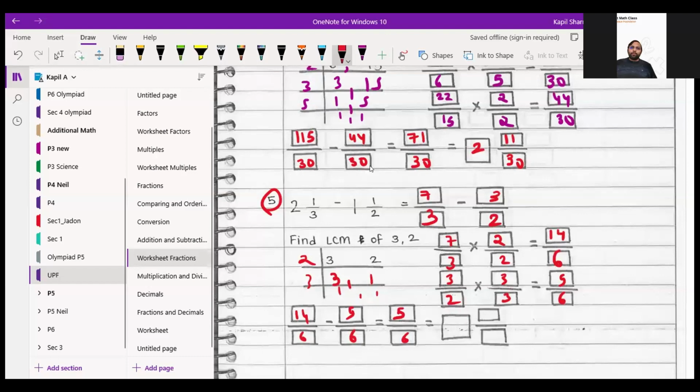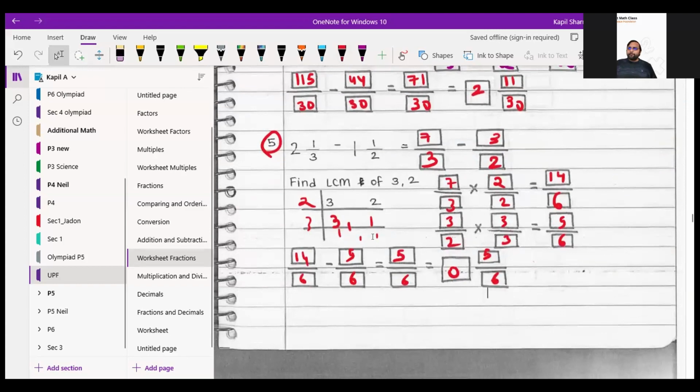Okay, again, this is a proper fraction, so we usually don't write this as a mixed number. But if you want to, then you can write this as 0 and 5 upon 6, because this has no whole part, okay?